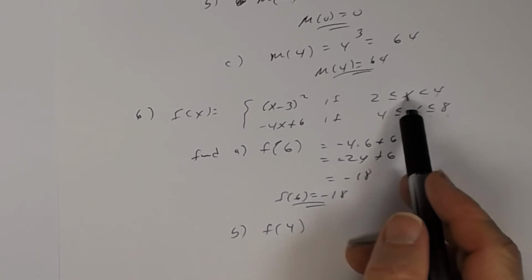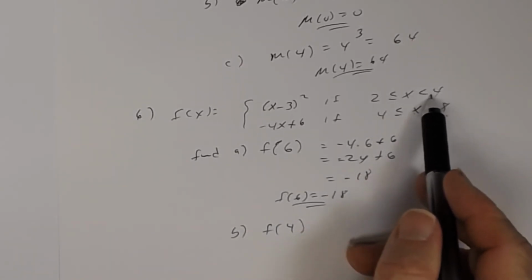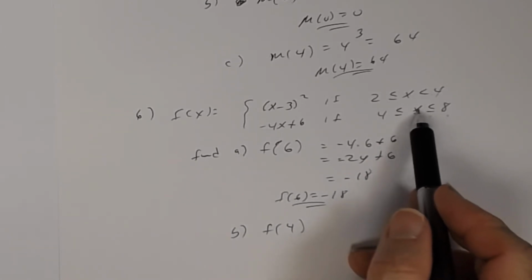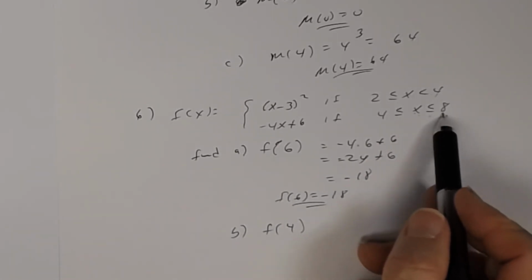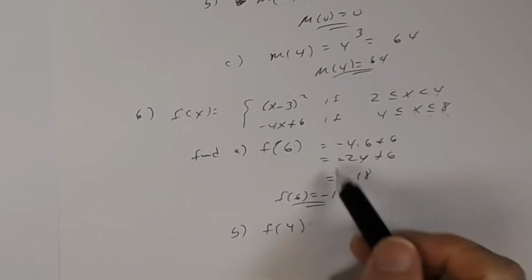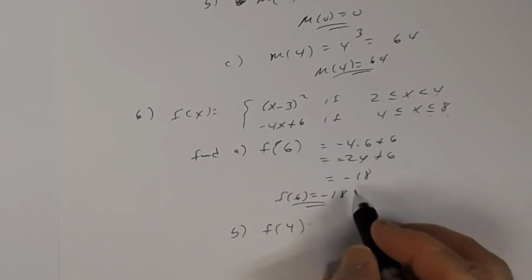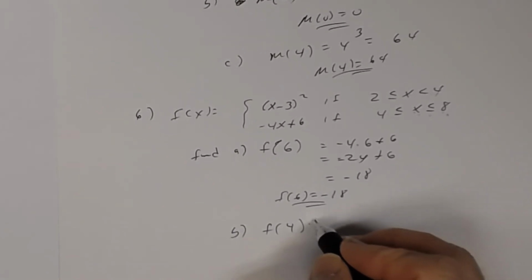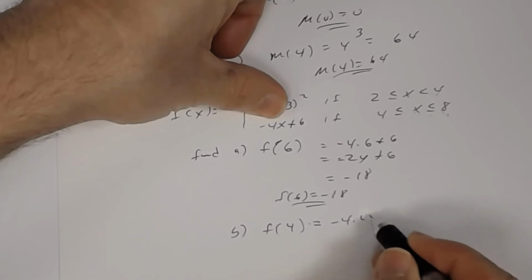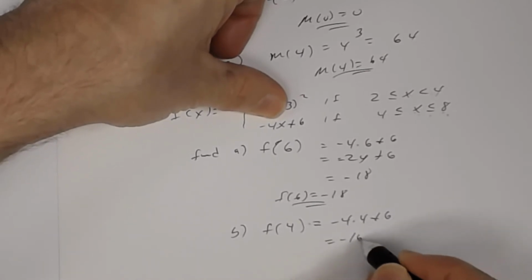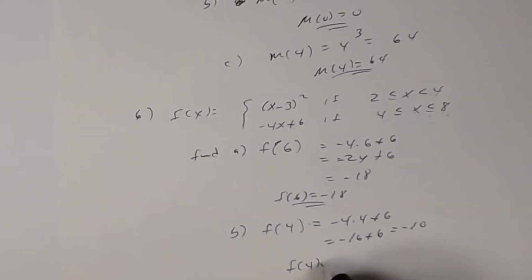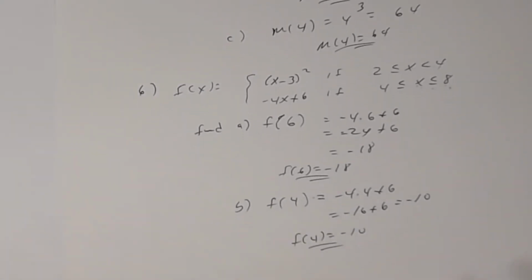Because if you put 4 here, 4 is not less than 4. So that's a false statement. So it's here. If you put the 4 here, 4 is less than or equal to 8. That's true. And at the same time, 4 is less than or equal to 4. So you can use this one. So f of 4 then would be negative 4 times 4 plus 6. So that's negative 16 plus 6, which is negative 10. So f of 4 equals negative 10.